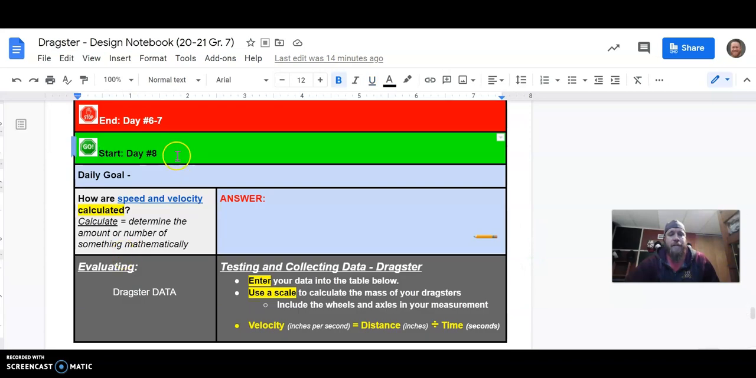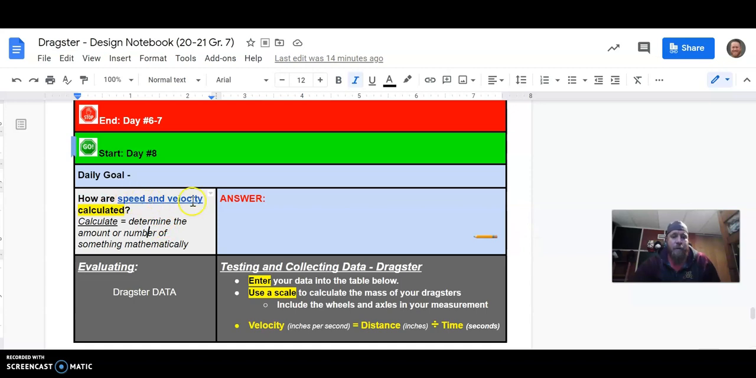That drops us down to the beginning here. As always, we want to set a goal for ourselves. What do we want to do? That gives us something to work towards today. Our essential question: how are speed and velocity calculated? Calculating is just determining the amount or number of something using math. So we're going to be doing some math today.